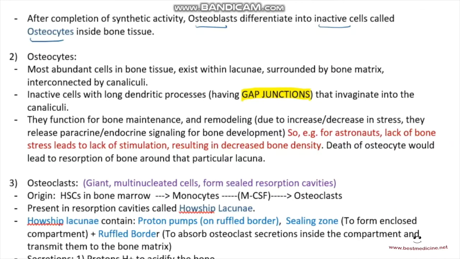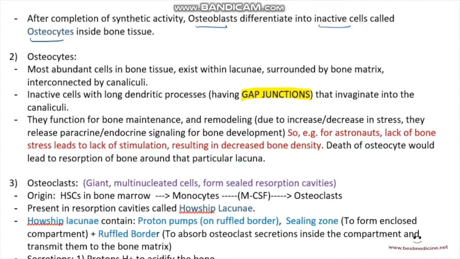So basically they're able to detect healthy and unhealthy stresses. They're able to detect increase in stress, and they're able to detect decrease in stress. And depending on the stress received, they release some paracrine and endocrine signaling for bone development. So they may release some factors that would stimulate bone development and increase bone density. Or due to decrease of stress, they might release some factors, or they might stop releasing factors, that result in decrease in bone density, more resorption of bone rather than production, right? And that is the function of osteocytes.